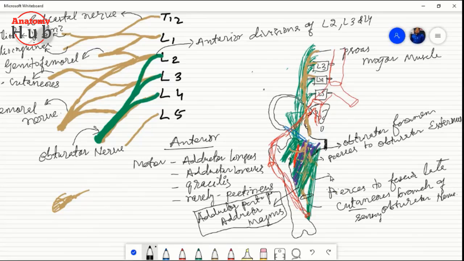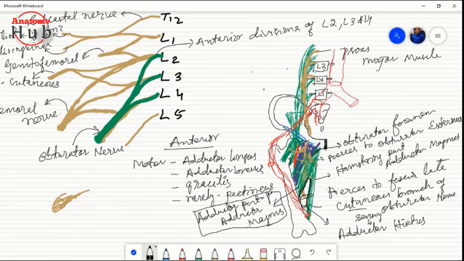And this is your hamstring part of the adductor magnus, right? And in between these two, here you will find a deficiency. This deficiency is known as your adductor hiatus. All of you are clear about the adductor magnus muscle and adductor hiatus?